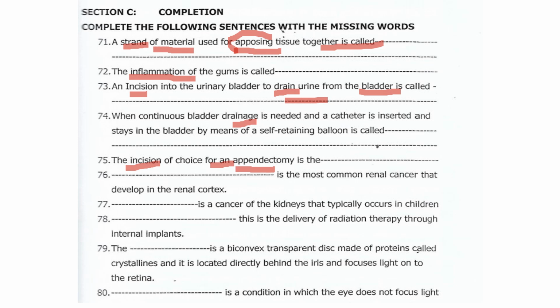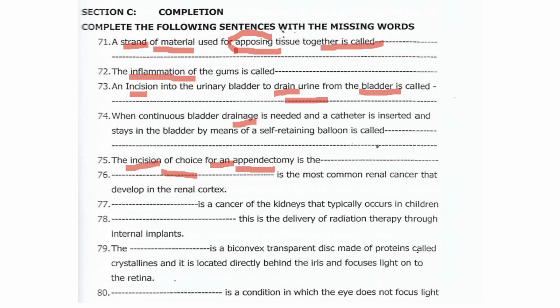76. Dash is the most common renal cancer that develops in the renal cortex. That is self-explanatory. It is called renal cell carcinoma. Renal cell carcinoma, that is the name. Remember, dash is the most common renal cancer that develops in the renal cortex. Renal cortex.